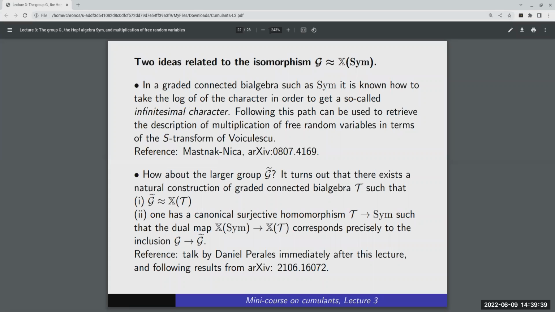Okay, and I want to mention two things, like how this discussion can be continued. It will not be continued today, but I can mention these directions. In fact, one of them will be continued today because there's the talk by Daniel coming after mine. Anyway, so one thing is.